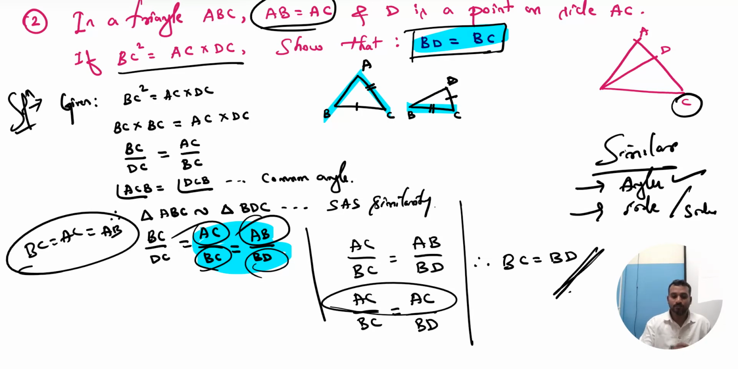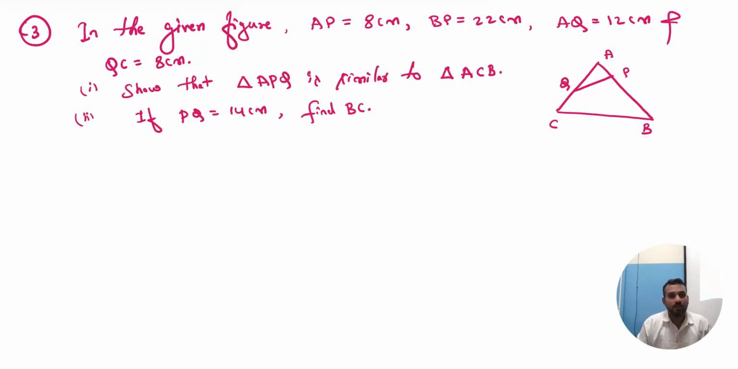Question number 3. Children, the next problem here is, in the given figure, AP is equal to 8 centimeter, BP is equal to 22 centimeter, AQ is equal to 12 centimeter, and QC is equal to 8 centimeter. Now, they are asking us to find the value and prove two conditions. The first one is, show that triangle APQ is similar to triangle ACB. The second is, if PQ is equal to 14 centimeter, then what is the value of side BC?